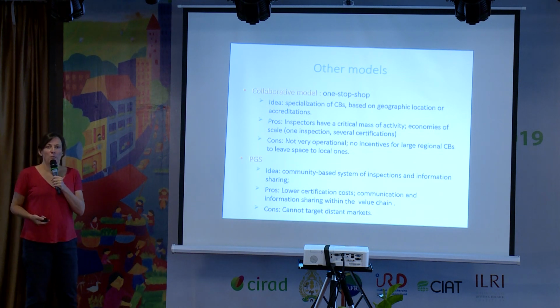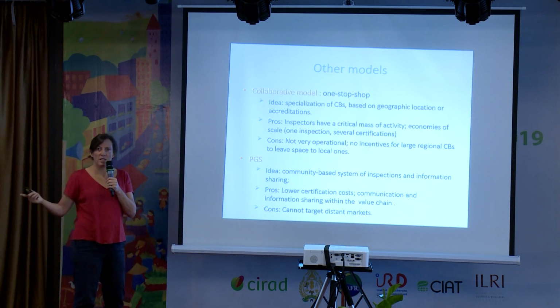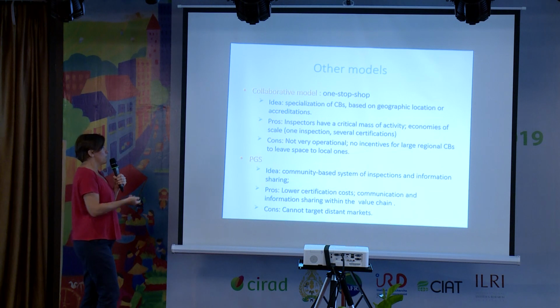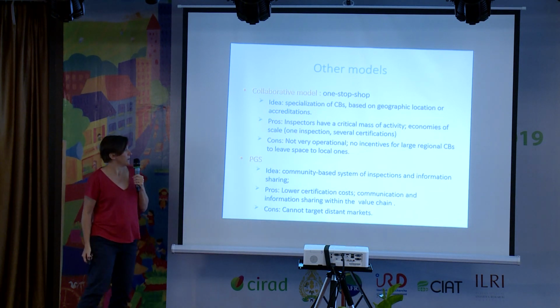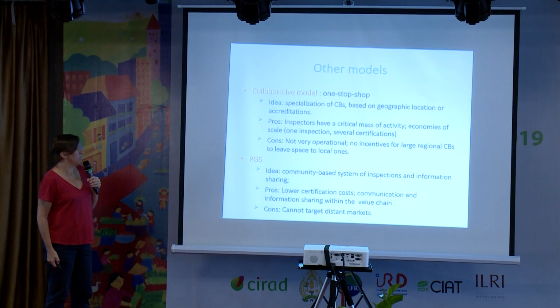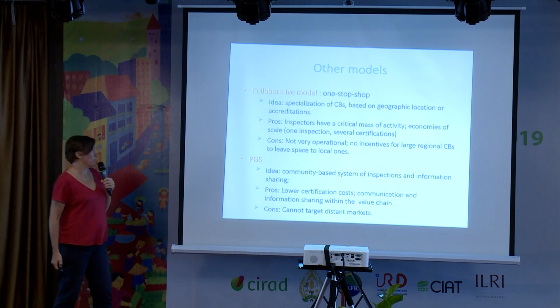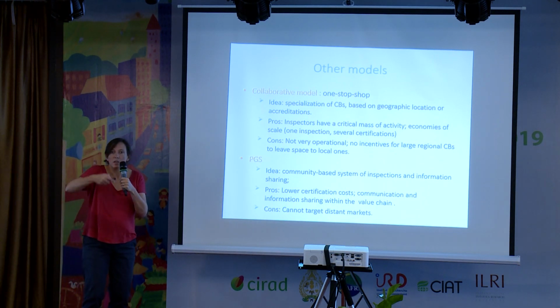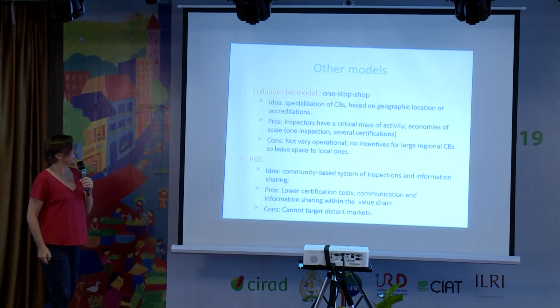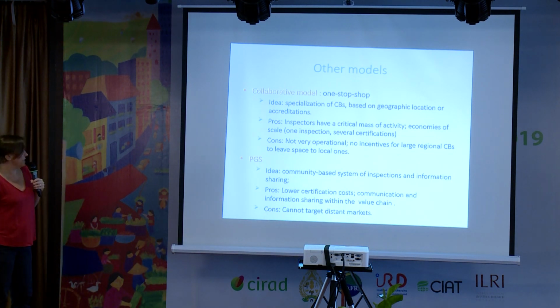Economies of scale for the farmer. You have one inspection and you have many certifications. But the problem is it's not very operational, and there are not many incentives for large control bodies to leave space to emerging ones. It's business. The other model is PGS, Participatory Guarantee System, more community-based.